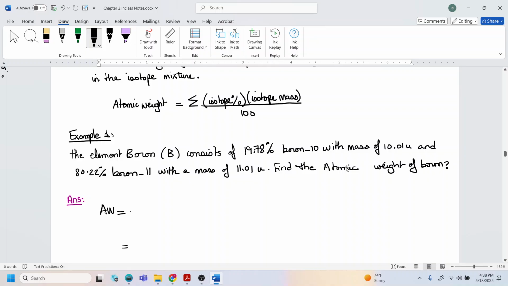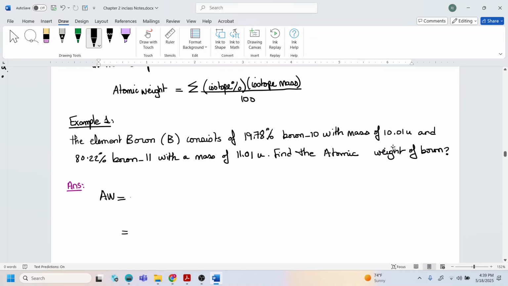So here you go. It says that the element boron consists of this much isotope percentage of boron 10. So I'm starting with boron 10, which has an isotope percentage of this much and an isotope mass of 10.01 units. This is going to be the first isotope, which is boron 10. Let's go ahead and highlight that. There's another isotope, which is boron 11. And this is going to be the sum of these isotopes.